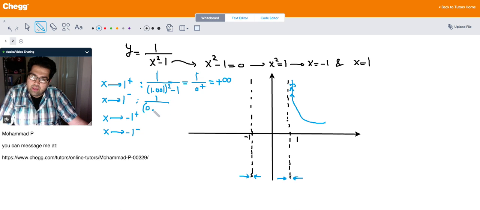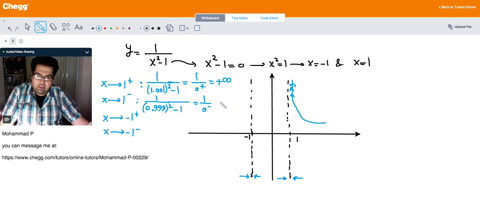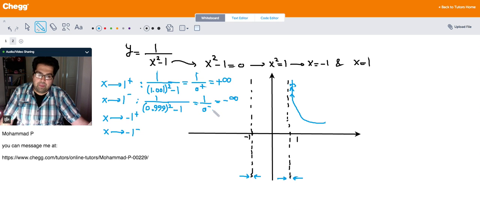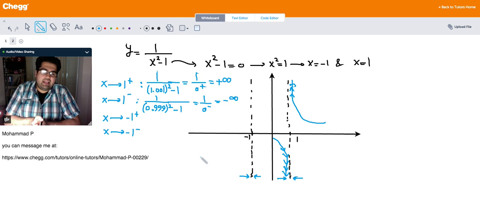Now if I plug in a number a little bit smaller than 1, let's say 1 over 0.999 squared minus 1, if I calculate this, I would get 0 negative. 0 negative means a number very close to 0, but negative, a little bit less than 0. So 1 divided by a very, very small negative number gives me negative infinity. So the function is approaching 1 from the left side and going down to negative infinity. As you see, I have a vertical asymptote at x equals 1. From one side it's going to positive infinity, and from the other side it's going to negative infinity.